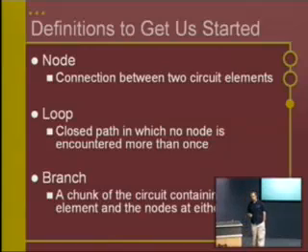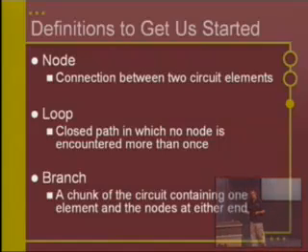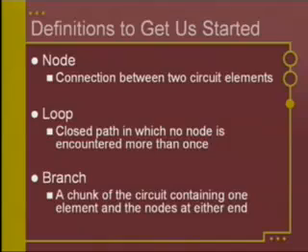A node is a connection between two circuit elements. A loop is a closed path where you only encounter a given node once, and you can see in a complex circuit there can be lots of loops. There might only be one loop, and we'll start off with simple single loop circuits. And a branch is a circuit element plus the two nodes on either end.